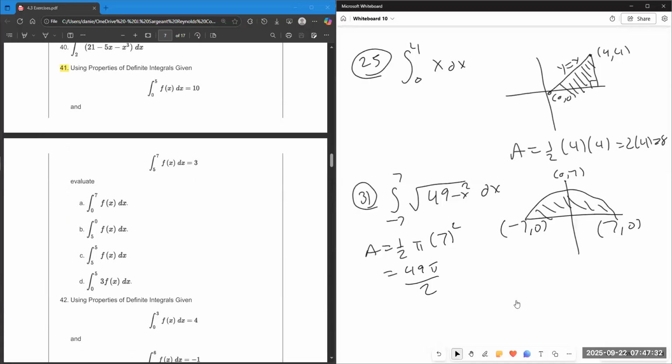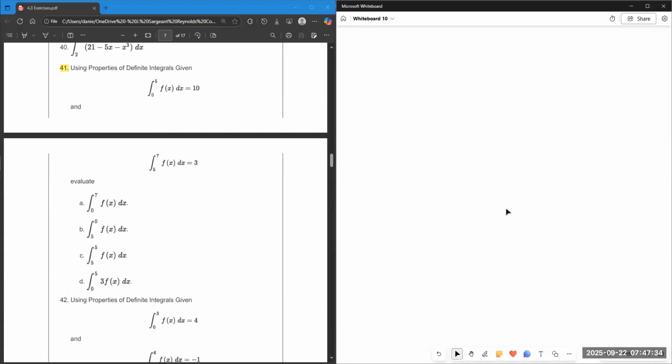Let's look now at 41, where we're going to use some integration properties.